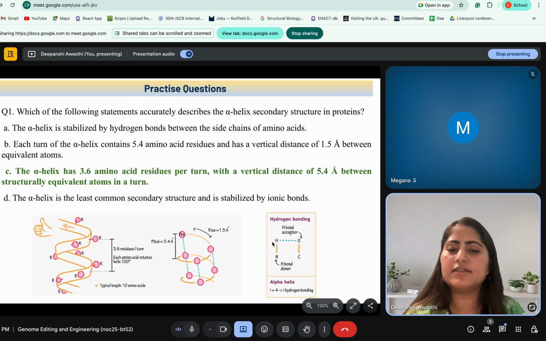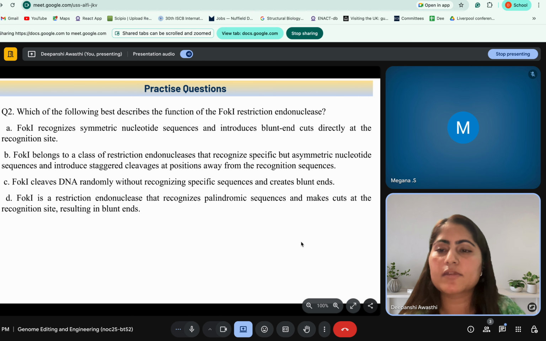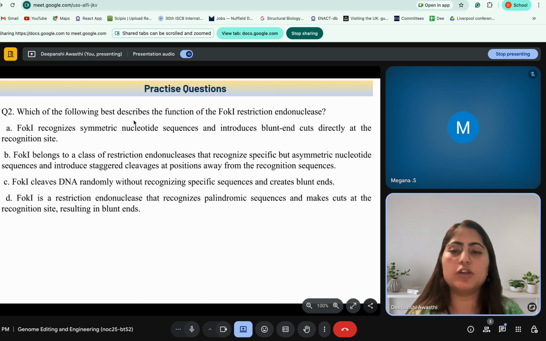Okay, and then we have also seen that the hydrogen bond is formed between the NH group of one amino acid and the C double bond O group of another residue, which is i plus 4 residues apart. Now, next question is which of the following best describes the function of the FokI restriction endonuclease?